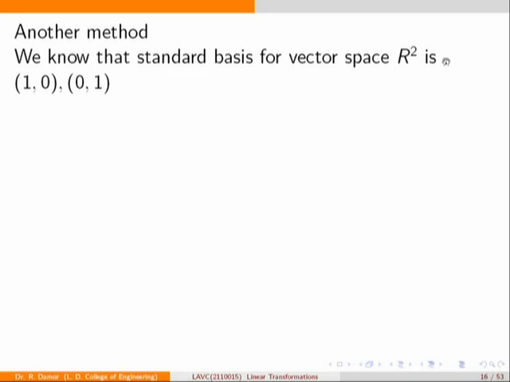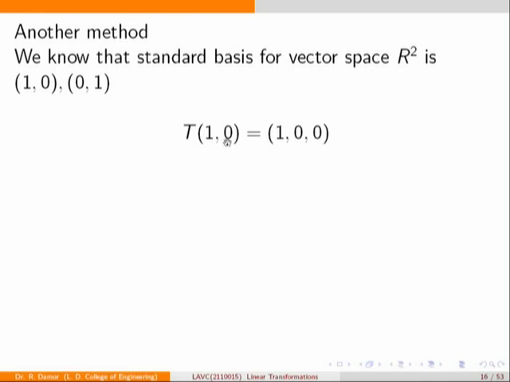How? Because you know R2. What is the basis for R2? (1, 0) and (0, 1). This is the basis for R2. So you can take a particular example which doesn't satisfy the condition. You have to check the transformation of (1, 0), the transformation of (0, 1), and the transformation of the addition of these two, (1, 0) and (0, 1). Are they equal or not? So a particular example we can check.